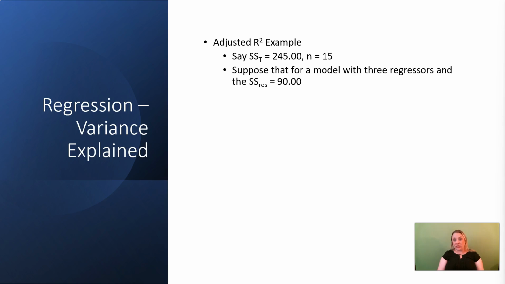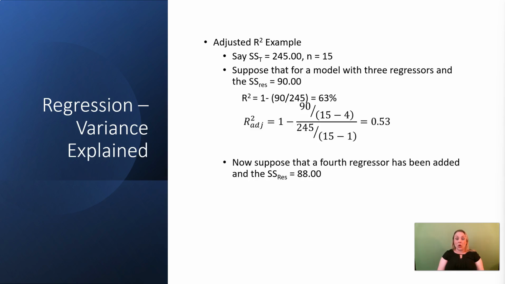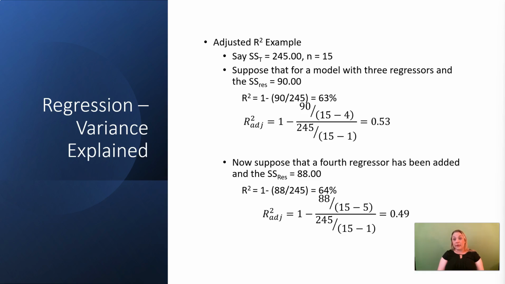So if we did an example with adjusted R-squared, let's say our sum of squares total was 245. We had 15 observations. Our sum of squared residual was 90. And so the way we can find our adjusted R-squared is we plug the values into the equation from the previous slide to get an adjusted R-squared value of 0.53. But suppose we have an additional value, and that changed our sum of squares residual to 88. That's now going to bring my adjusted R-squared down from 0.53 to 0.49. For the same data set, we just now have an additional predictor variable in my model.